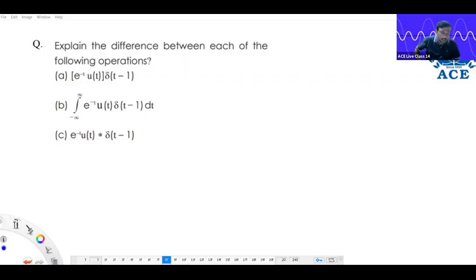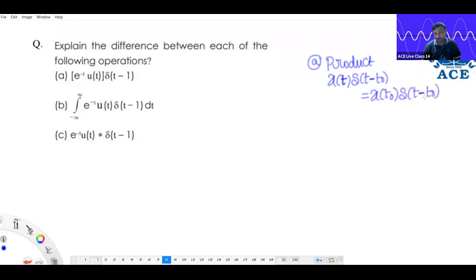First bit is the product property of impulse. X of t into delta of t minus t naught. What is the result, sir? X of t naught into delta of t minus t naught. Any signal multiplied by shifted impulse means check the signal at the respective shift. So for the given question, our impulse existed at 1, directly substitute, sir. In e power minus t, substitute t equals 1.